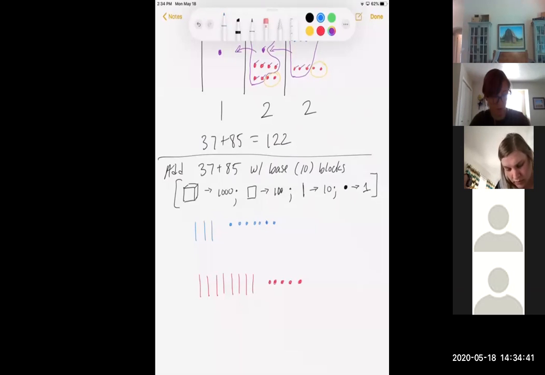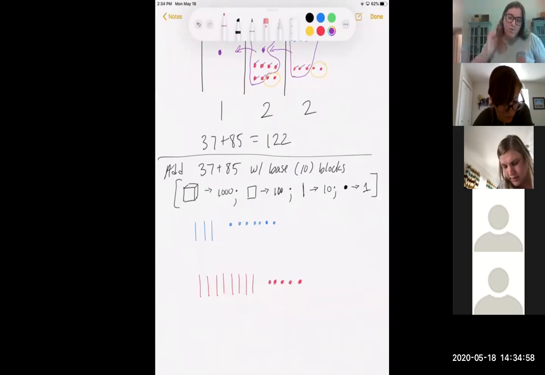Okay, so I'm going to add these together. I'm going to combine them. In order to show combining with a picture, you can imagine just putting them together and exchanging 10 rods for 1 flat and so on. We combine again with these loops that go around.